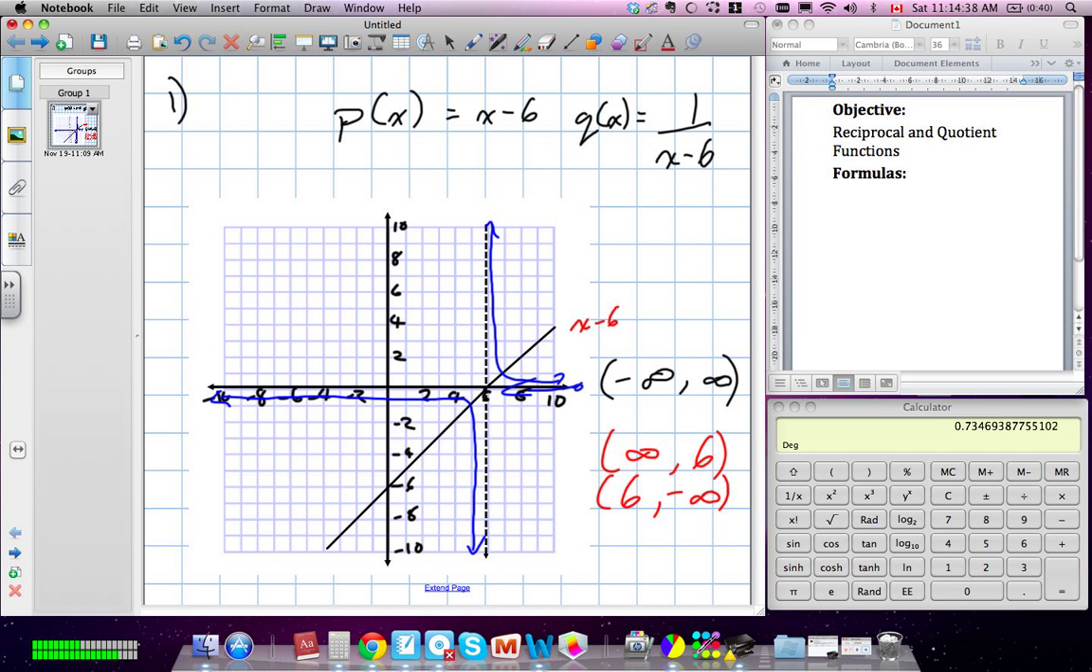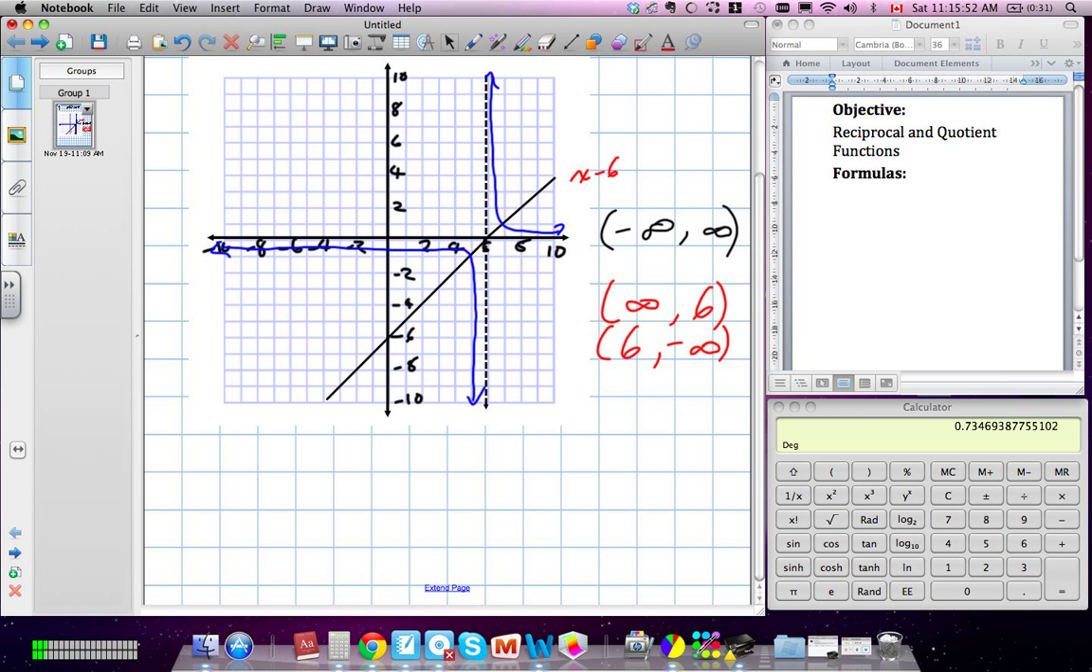Okay, so we went from positive infinity to 6, and we know that's the asymptote, so it doesn't exist there. And then again from 6, down here all the way up to here, to negative infinity, those would be the intervals of increasing for our second function. Oh, so instead of reading left to right, we read from right to left. That would be the best way I would assume to represent. So these are intervals of increase.